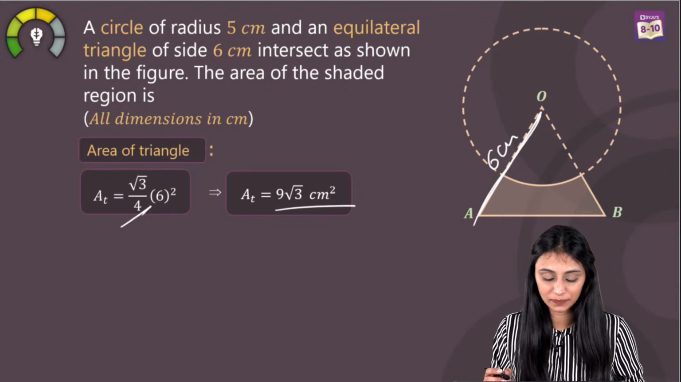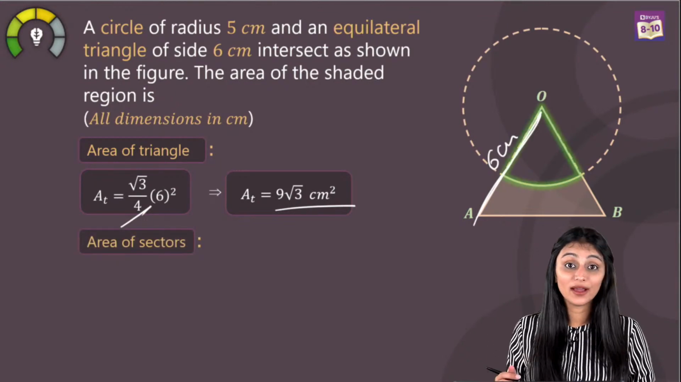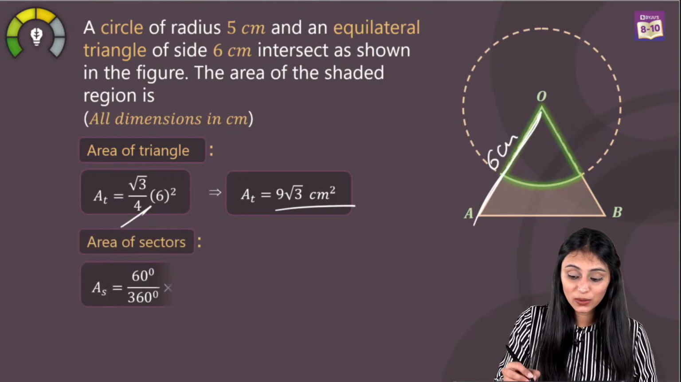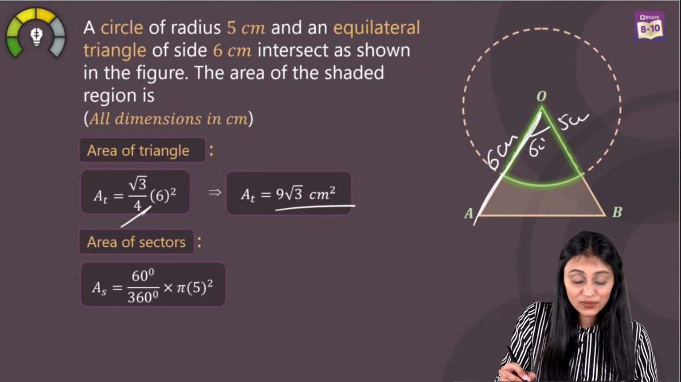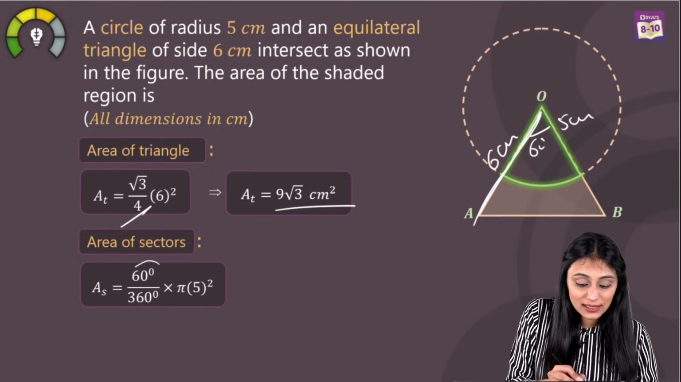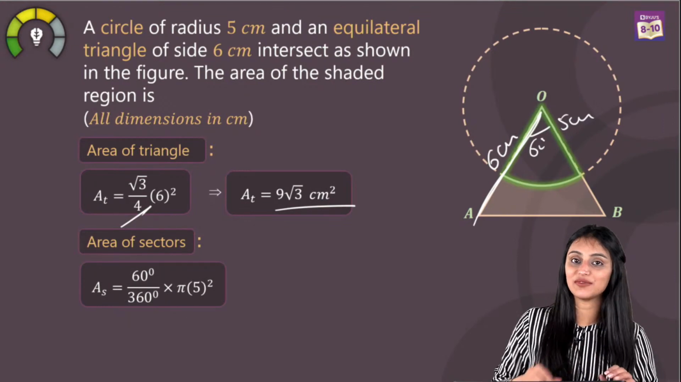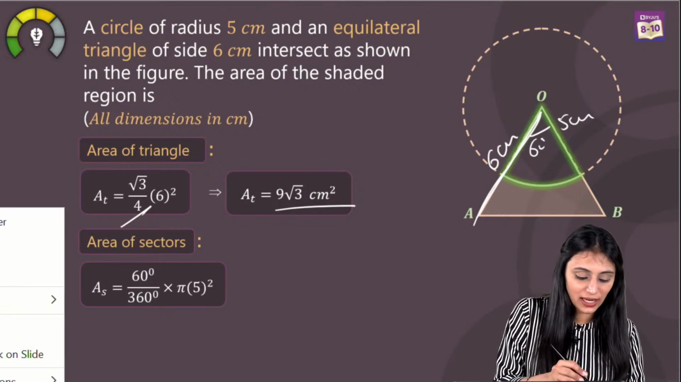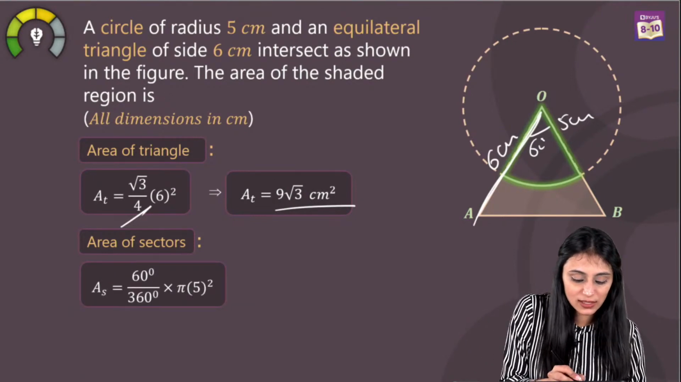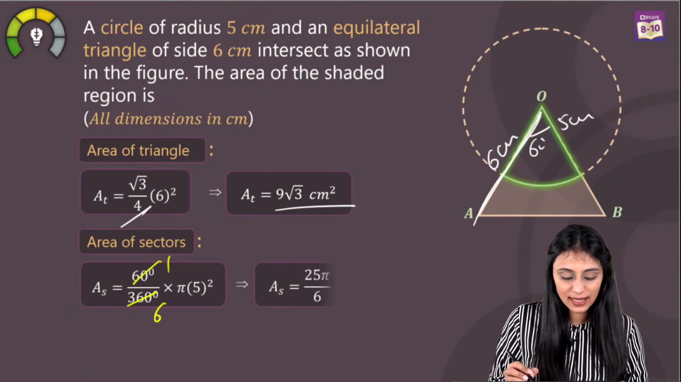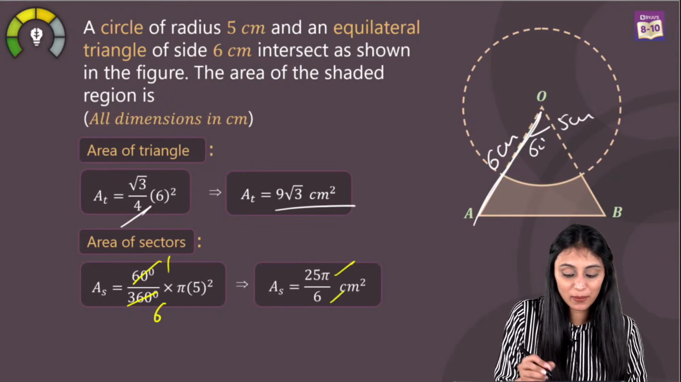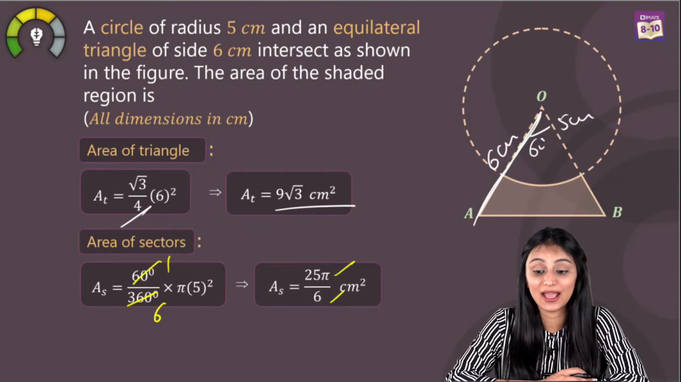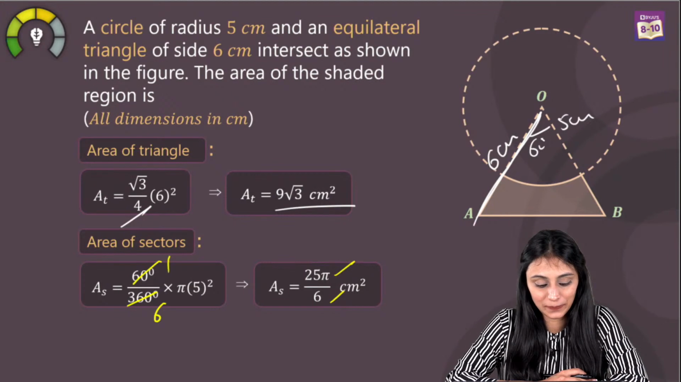Yes? Okay. Now I need the area of sector. So area of sector, I know this is 60 degree. I know the radius of the circle, that's 5 centimeter. That's theta by 360 degree into pi r square, and our radius over here is 5, right? So we know how to put the values here, right? So once we put the values, this gets cancelled out, 1 by 6, and we have here 25 pi by 6 centimeter square. That's the area of this sector.